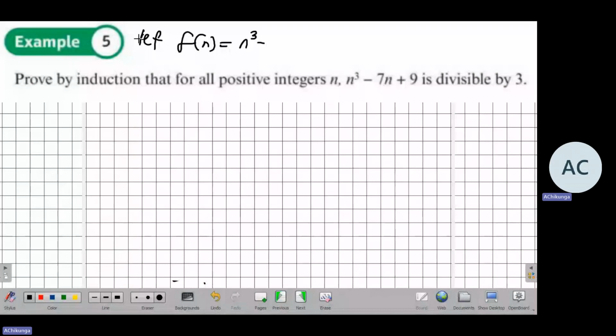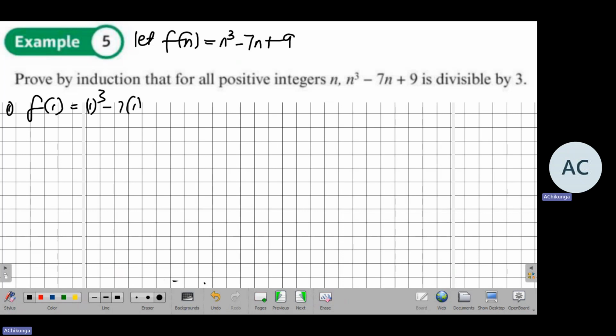All right, so to prove that a function of this nature is divisible by 3, we are going to start by saying let f of n be equal to n cubed minus 7n plus 9. Stage number 1 is to prove that f of 1 is equal to 1 to the power of 3 minus 7 times 1 plus 9, which I believe is 1 minus 7, which is minus 6, plus 9. Is it 3? So the answer is 3.